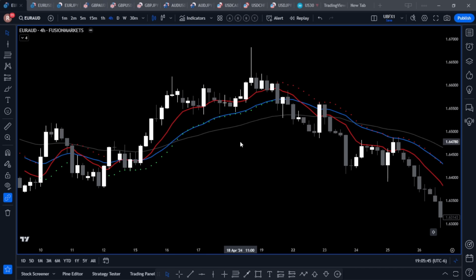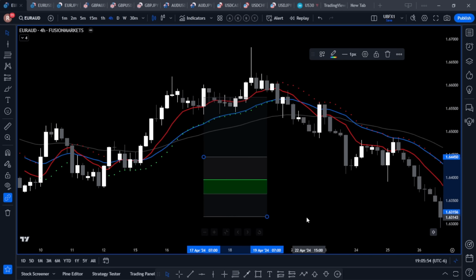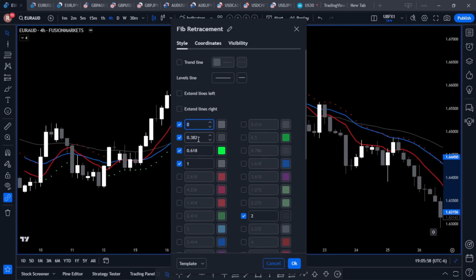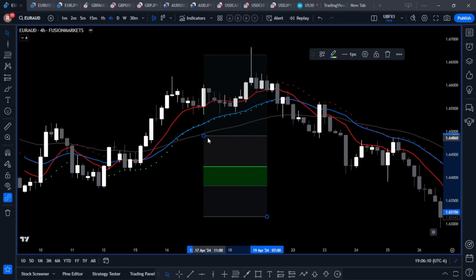So let's get rid of what's on the chart. First of all, I'm going to introduce you to my Fibonacci retracement tool. With the Fibonacci retracement tool, we've got a couple of different levels on here. Now, if I open up my settings, we've got the 38.2 and the 61.8. These levels are what I consider my Fibonacci window, and in here, it's the green area. So we've got our Fibonacci at the top and at the bottom, and this green section is my Fibonacci window.